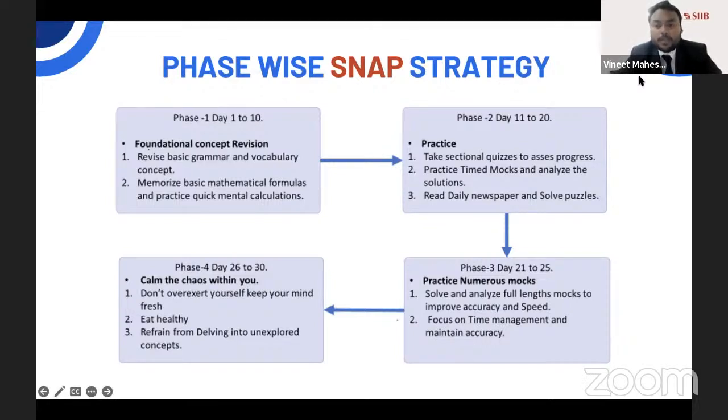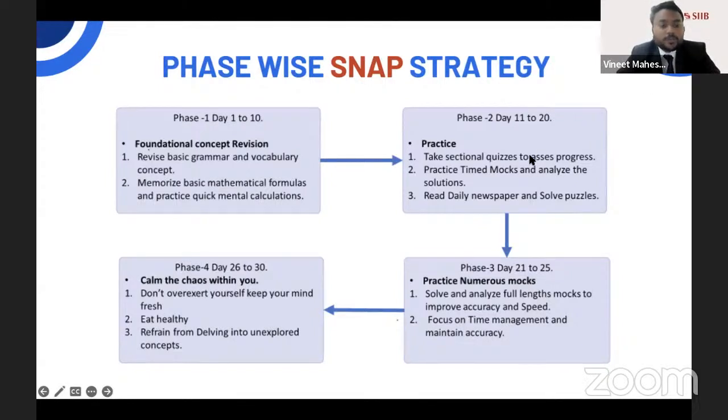Because mocks can be attempted and solved within 60 minutes, but analysis can be a game of 120 minutes or 180 minutes. So what I have done is, I have applied this rule of 60 to 180 minutes. If I have attempted the mock for 60 minutes, I will give 180 minutes to the analysis part.